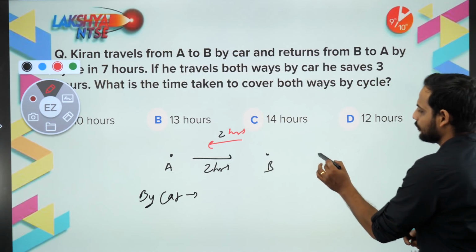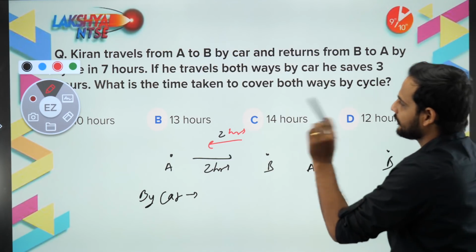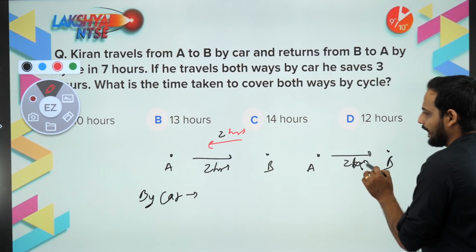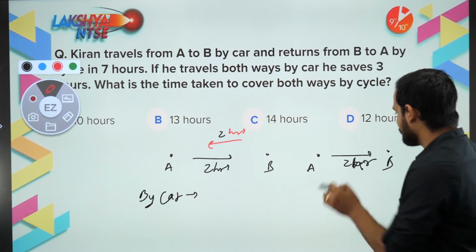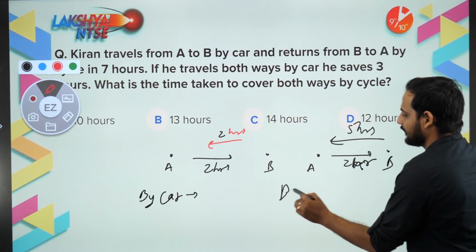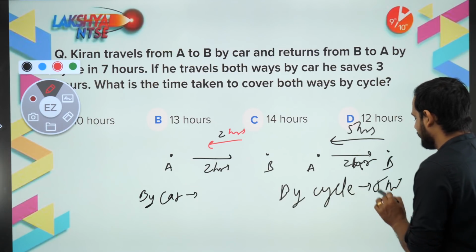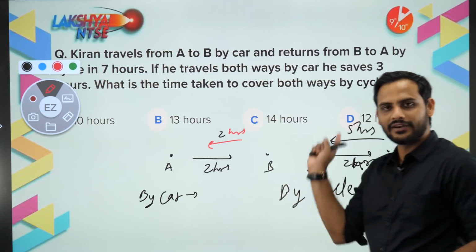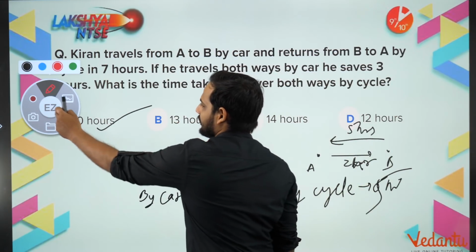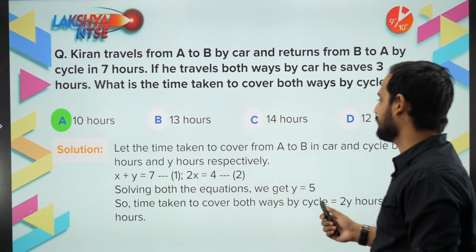Now when he is moving by cycle, he is taking a total of 7 hours. I know by car he will take 2 hours, so that means by cycle he is taking 5 hours one way. So if he travels both ways by cycle, 5 plus 5, total 10 hours. The first option, 10 hours. This is how easily you can solve these questions.